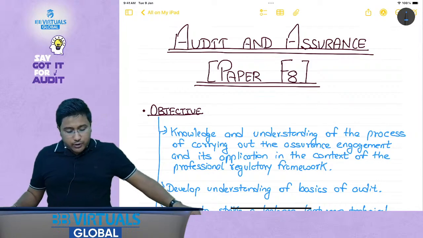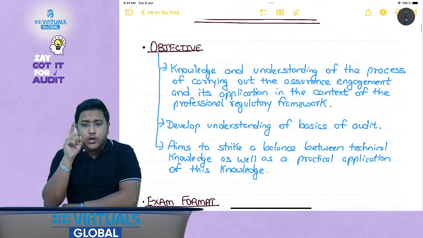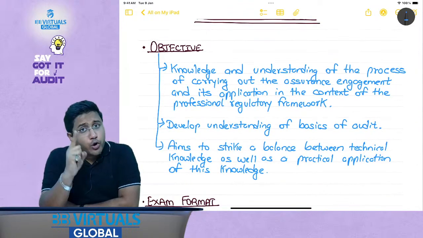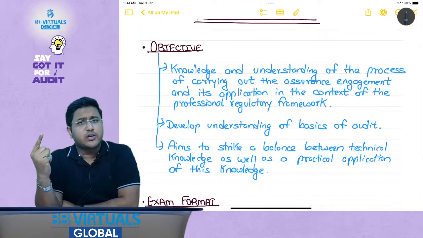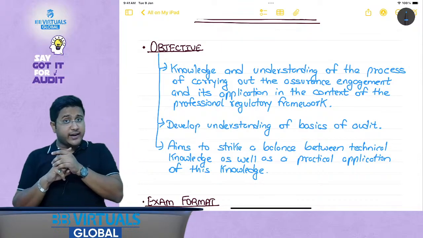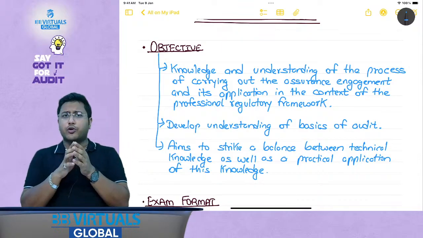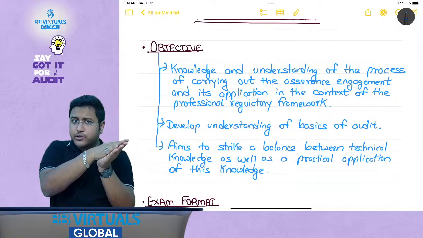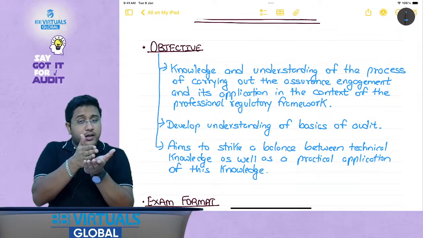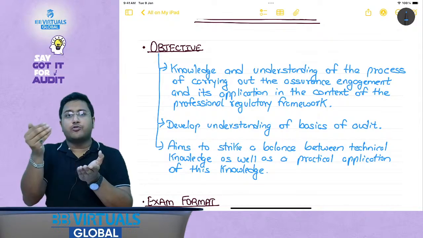So now let's quickly start with the objective. Knowledge and understanding of the process of carrying out the assurance engagement and its application in the context of the professional regulatory framework. Process of carrying out, as in, it starts from the acceptance stage of the audit. How do you accept the audit? How do you plan the audit? How do you execute the audit? And how do you complete the audit?